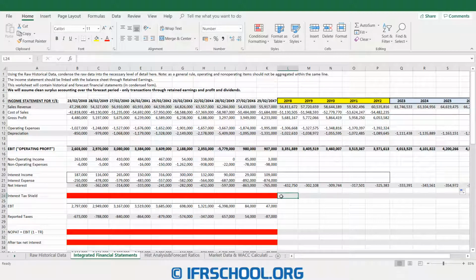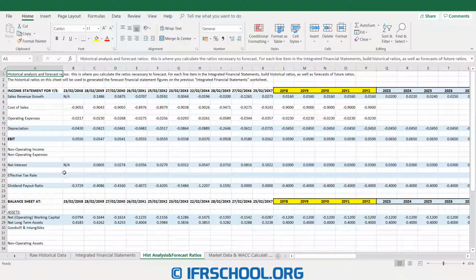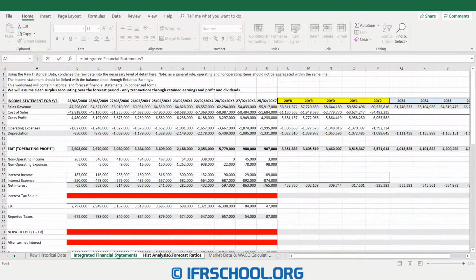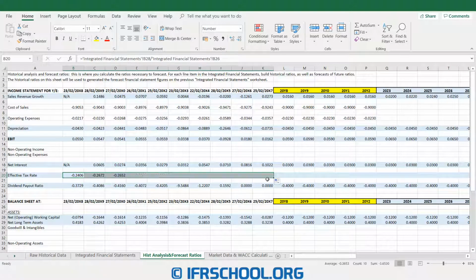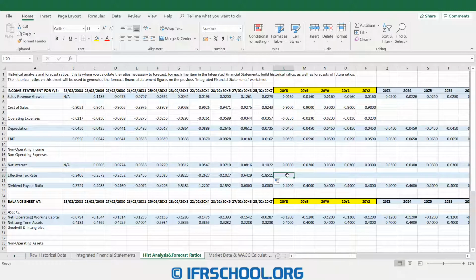To forecast the effective tax rate, I first calculate the historical ratios of tax expense to earnings before taxation. I can use the historical ratios as an input when estimating the effective tax rate over the forecast period. I'm going to assume that the effective corporate tax rate remains at a constant 24% over the forecast period.